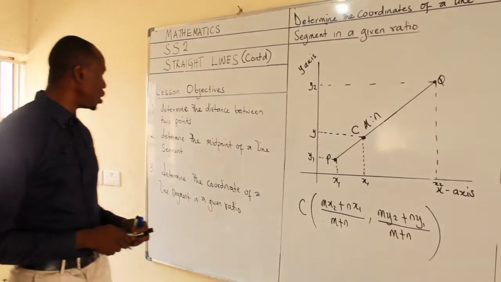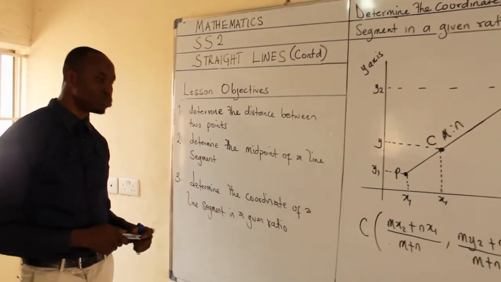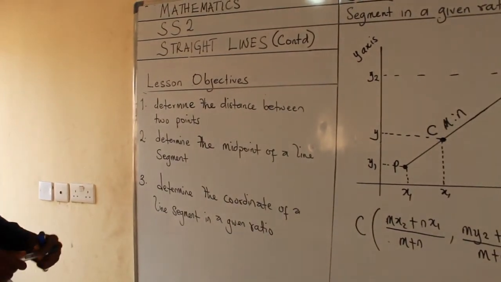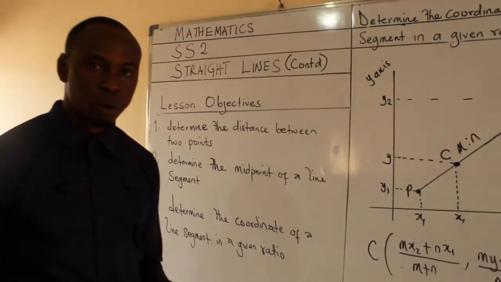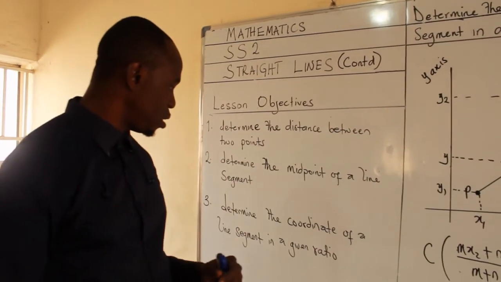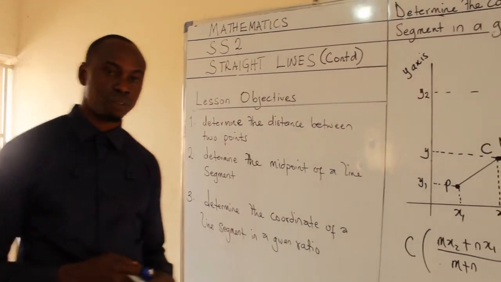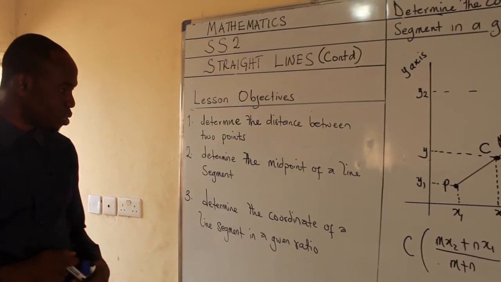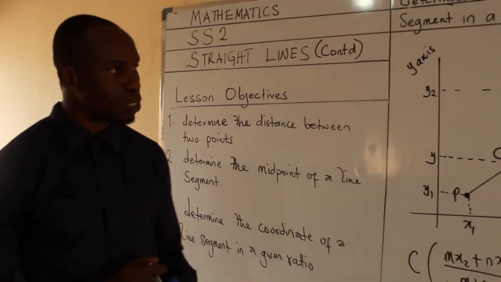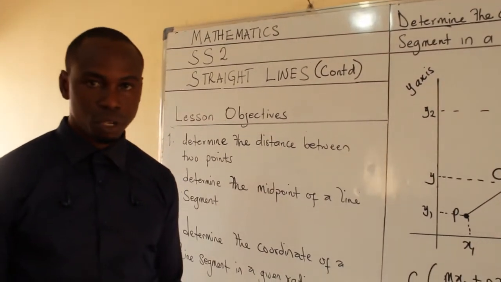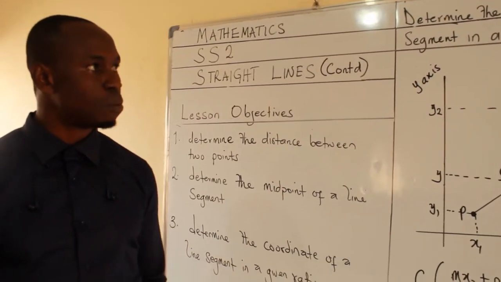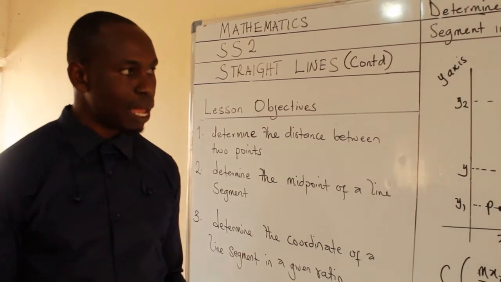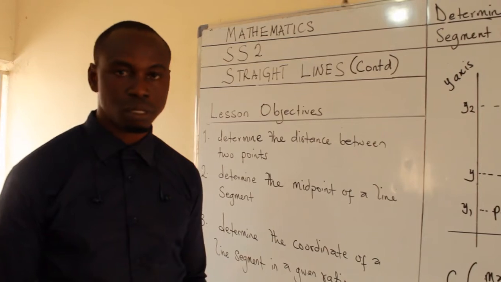So the first one we did was to determine the distance between 2 points. We established the formula for it. The second is to determine the midpoint of a line segment, and we established the formula for it as well. And finally, we just learned to determine the coordinates of a point on a line segment when it is divided in a given ratio using this formula. Please, I hope you will be able to apply this formula when you see questions around them.